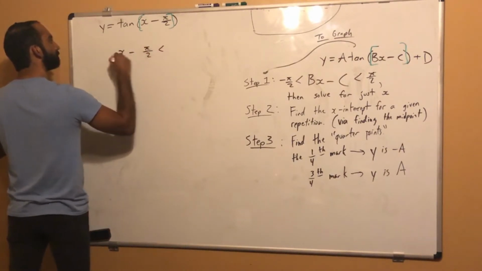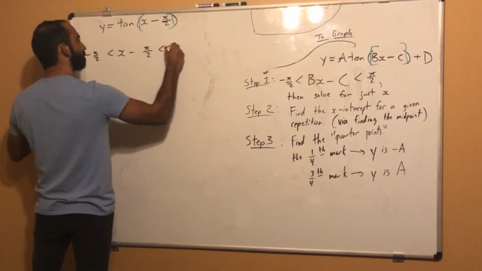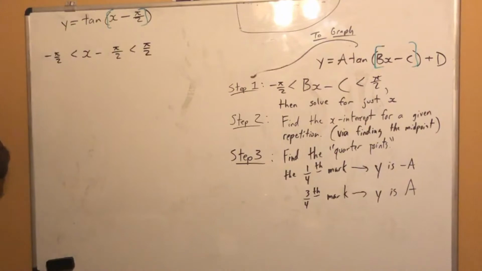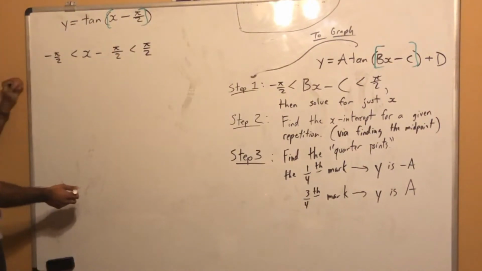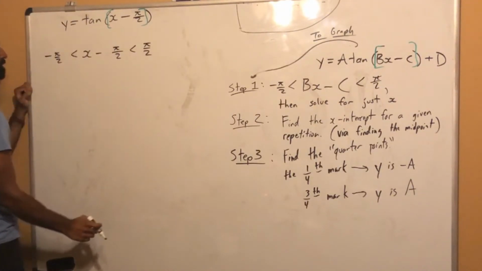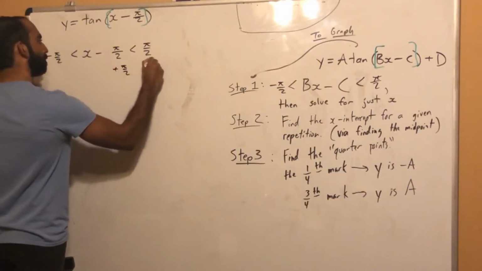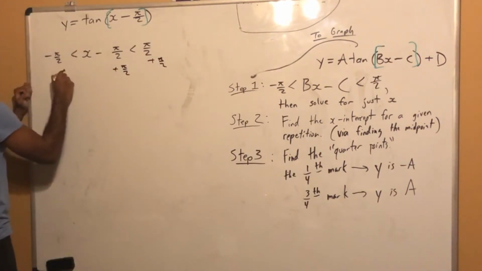Negative pi over 2 and positive pi over 2. Yes. Alright, then you over there, what do we do next? Solve for x. Yes. By doing what to every single part of this tripartite inequality? Add pi over 2. Yes. Pi over 2 in the middle, and pi over 2 at the ends.